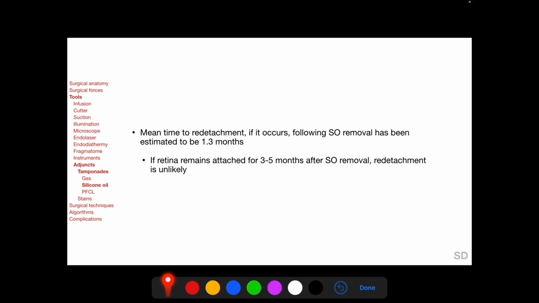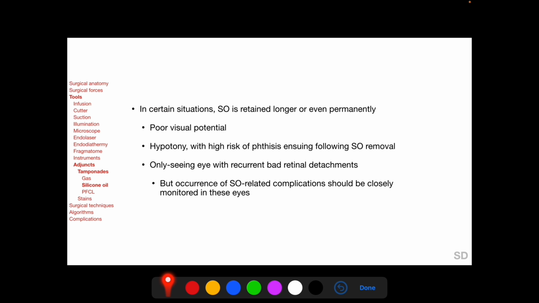It has been estimated that the mean time to redetachment, if it occurs following silicone oil removal, is 1.3 months, but if the retina remains attached for 3 to 5 months after silicone oil removal, redetachment is unlikely. In certain situations, silicone oil is retained longer or even permanently, such as in eyes with poor visual potential, in eyes with hypotony who have a high risk of phthisis following silicone oil removal, and also in only seeing eyes with recurrent retinal detachments, but these eyes need to be closely monitored for the occurrence of silicone oil related complications.